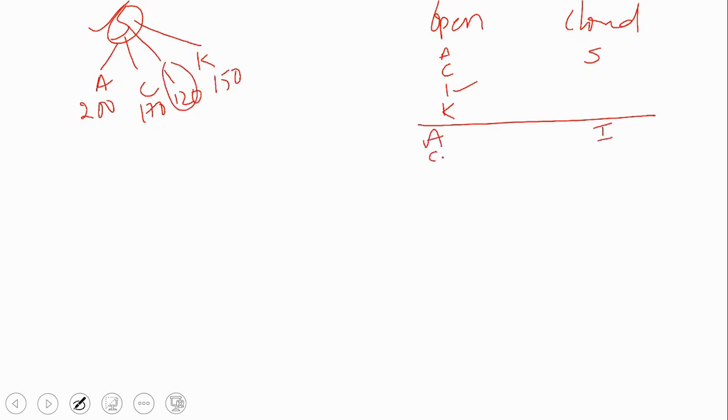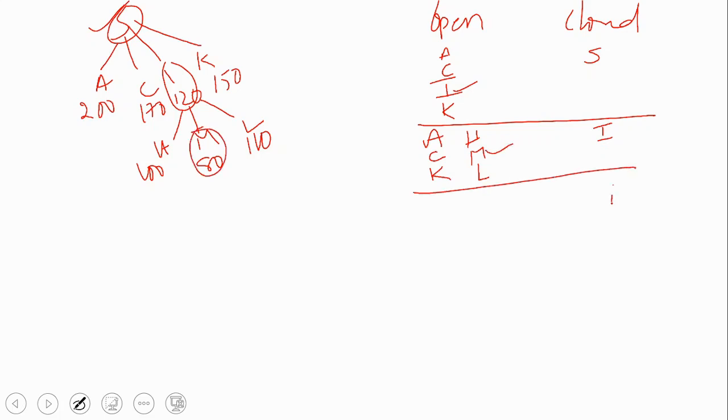Now we have A, C, K already in the open list. After moving I to the closed list, whatever nodes are connected to I are added to the open list. I is connected to S, C, H, M, L. S and C are already covered, so we won't add nodes that are already there. Now we have H, M and L. H has heuristic value 100, M has 80, L has 100. So now A, C, K, H, M, L are in the open list. Among these, M has the least, so we will move M to the closed list.